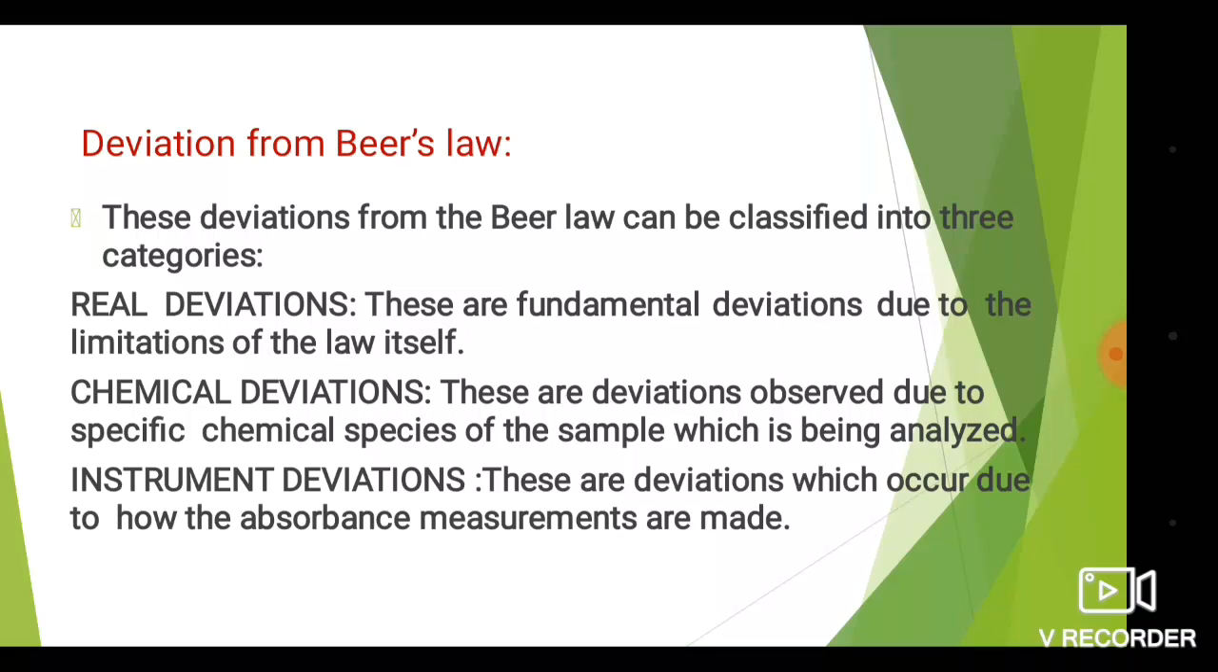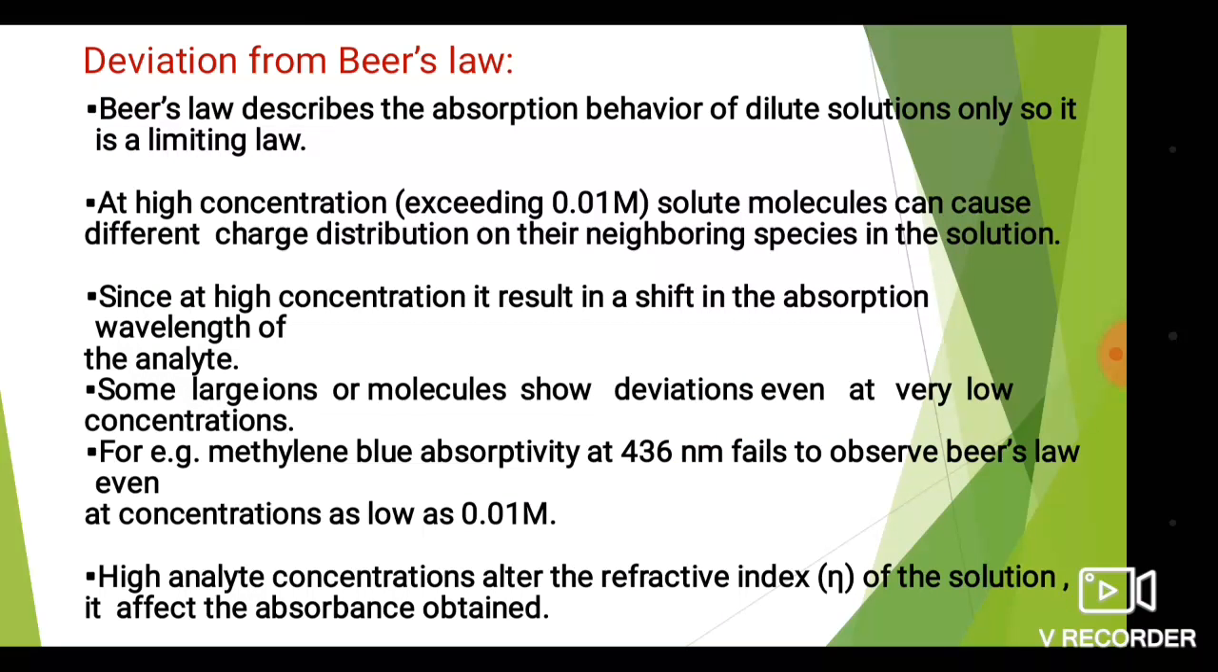The second one is chemical deviation. These are deviations observed due to the specific chemical species of the sample being analyzed. This depends upon the chemical nature of the analyte. And the third is instrumental deviation. These are deviations which occur due to how the absorbance measurements are made, depending upon the instrument used. So these are the types of deviation.